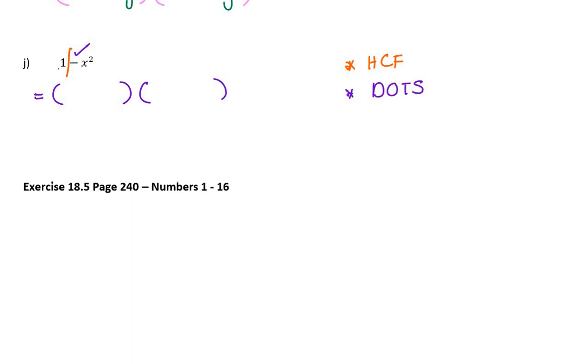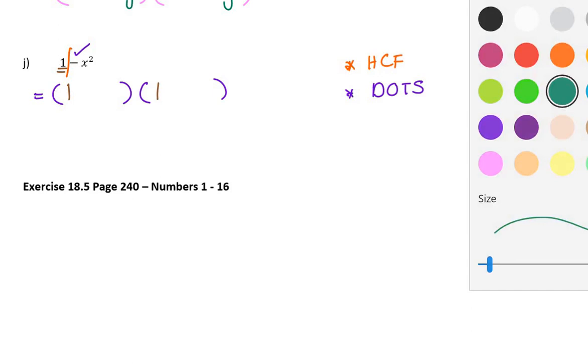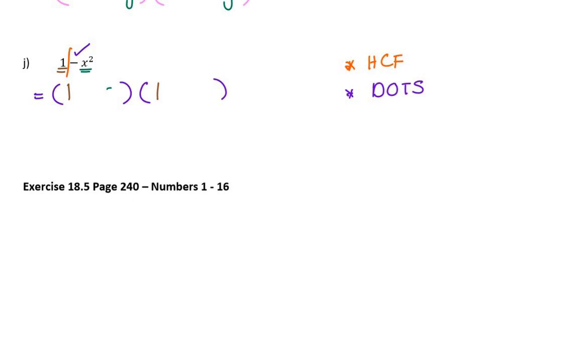No problem. What multiplied by itself gives you 1? 1 times 1. What multiplied by itself gives you x squared? x times x. And then as we have been doing, 1's a plus and 1's a minus. So that looks a little bit different because we're used to x squared minus 1. There's nothing wrong with it being the other way around.